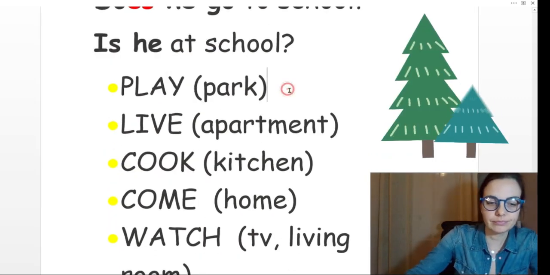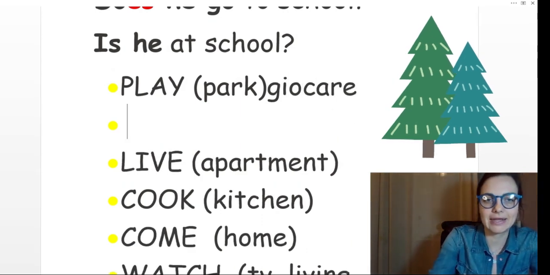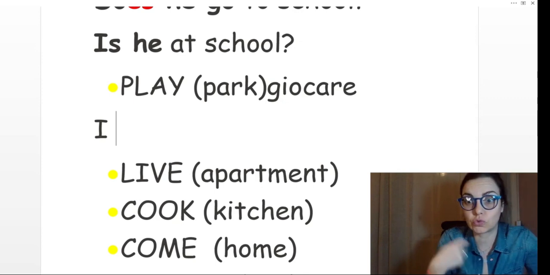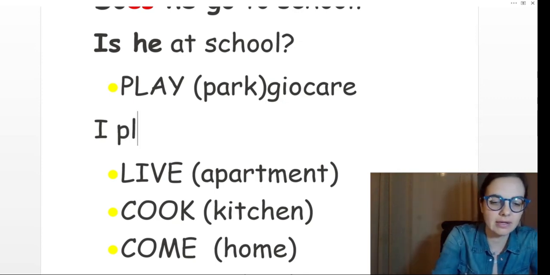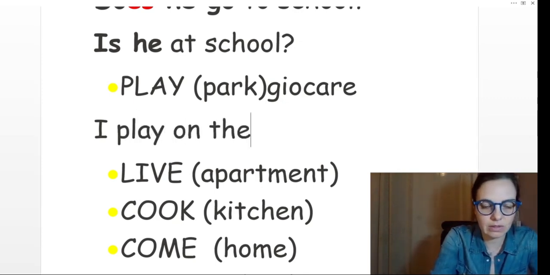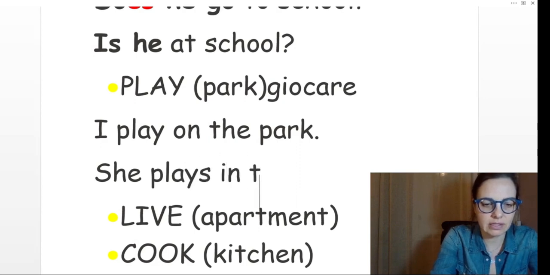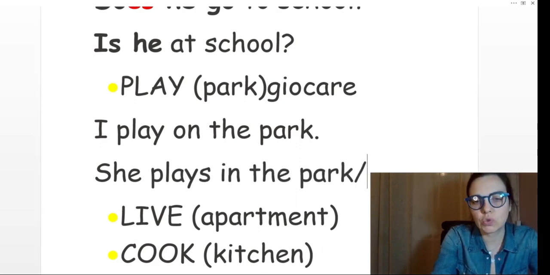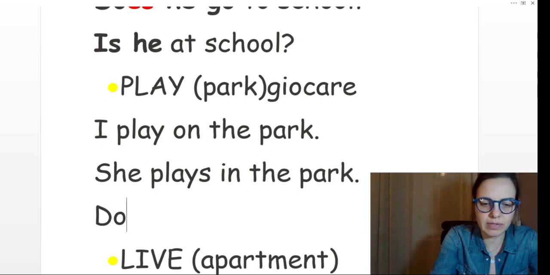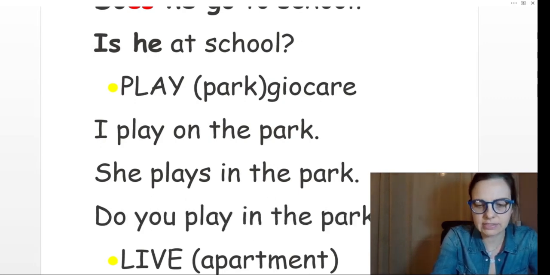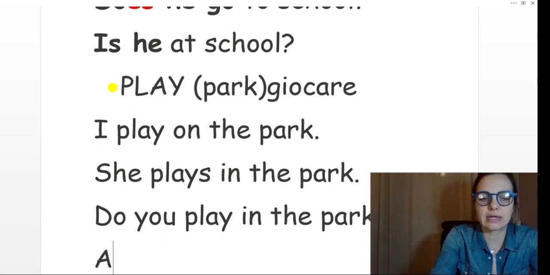Play. Giocare, or suonare un instrumento. I play in the park, and she, my friend, plays in the park. So, where do you play? Do you play in the park? Yes, I play in the park.